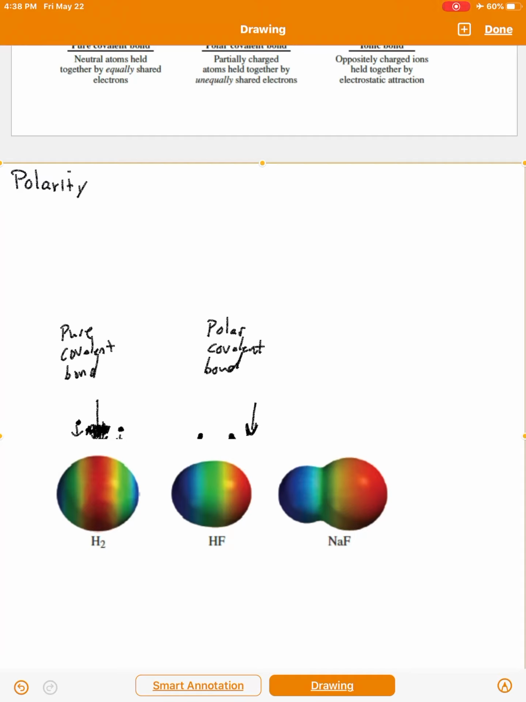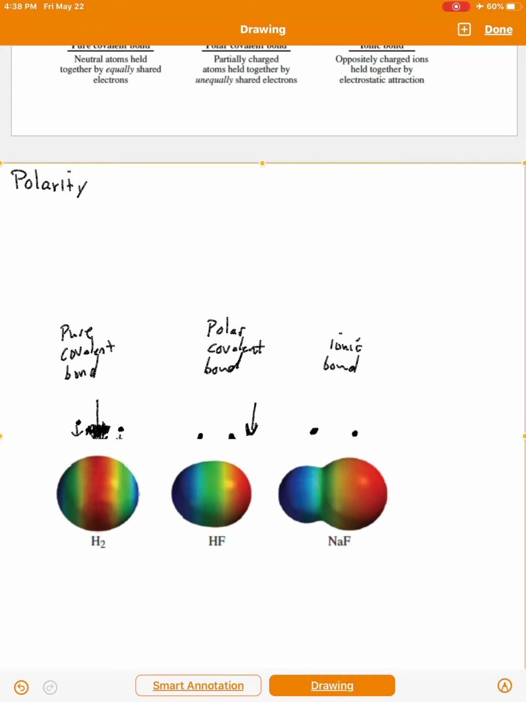And then all the way over to the right is sodium fluoride. We know that's an ionic bond, right? Look where all the red is. It's all over here by the fluorine, by the fluoride. Okay? That means that the electrons are not being shared at all. In fact, even the green is over by the fluorine. So this is what we would call an ionic bond. Unequal sharing of the electrons.